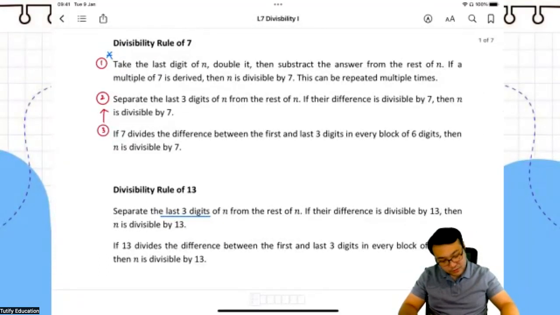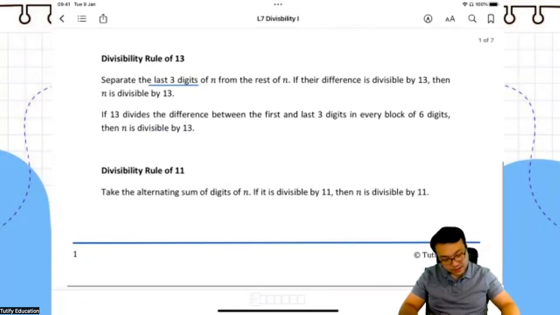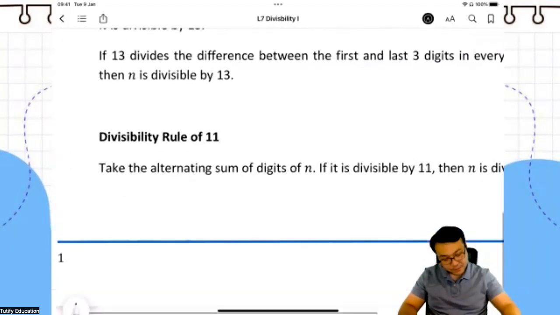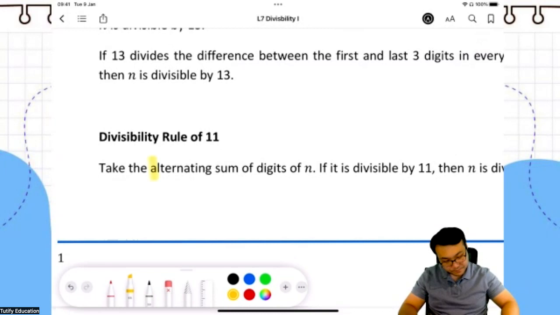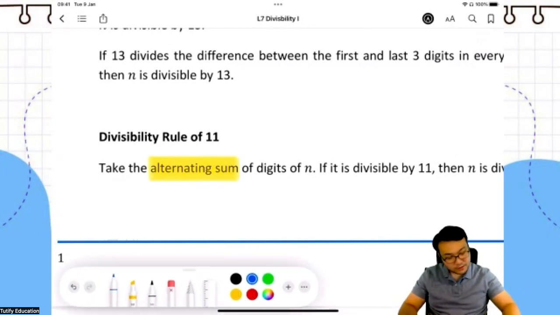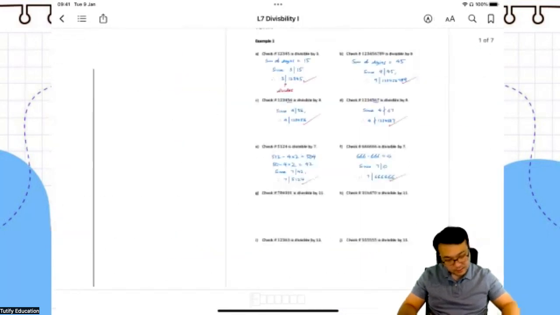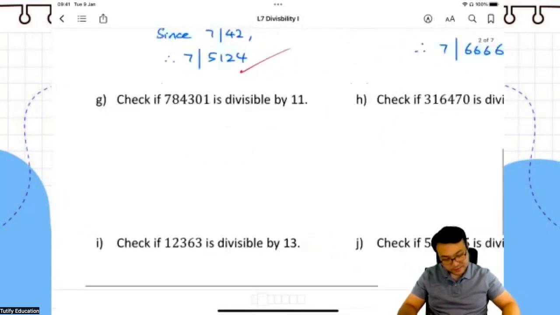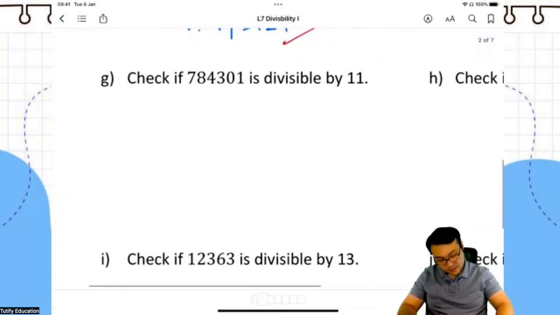Now let's move on to number 11. You find the alternating sum. What is the alternating sum? I'll just demonstrate it, all right? Let's look at number 11 over here. Finding the alternating sum.